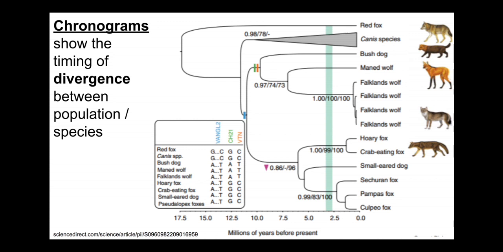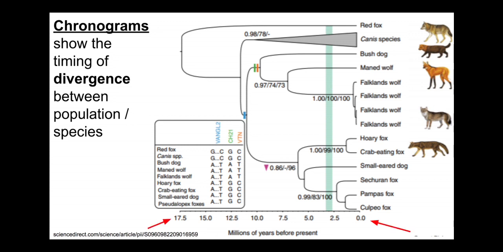Chronograms, here's another example of a chronogram. This one is using fossil evidence. The tree itself was built using DNA, so sometimes you can use a combination of fossil evidence and DNA evidence. Most usually we prefer to build trees these days based on DNA evidence or using a lot of DNA evidence, but then we can cross-reference fossils in order to put dates on our trees.